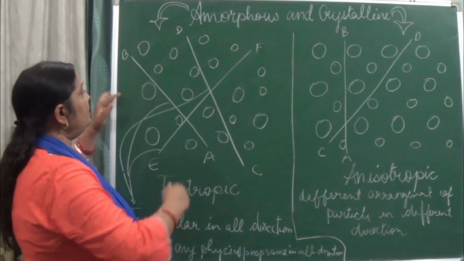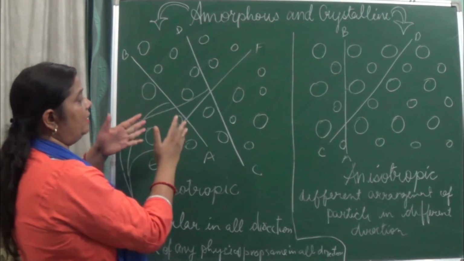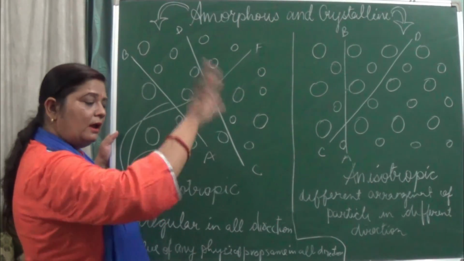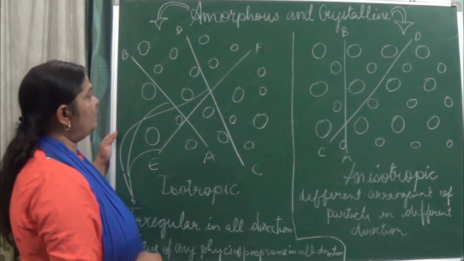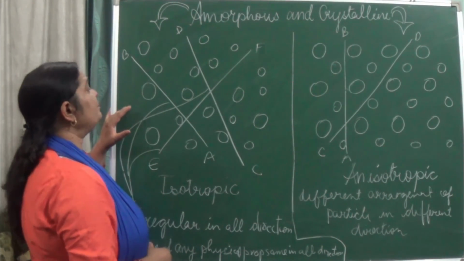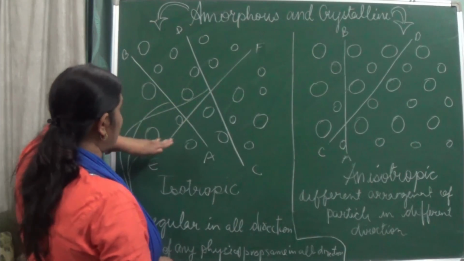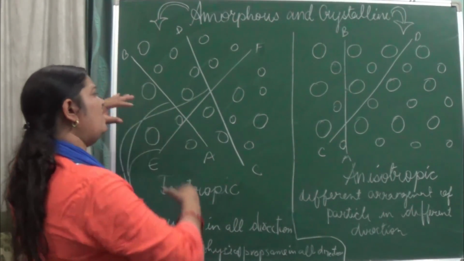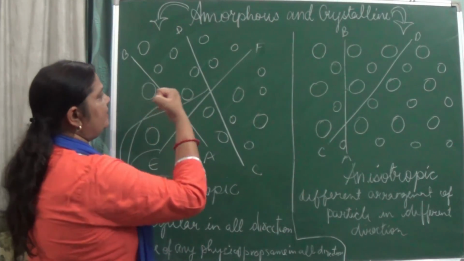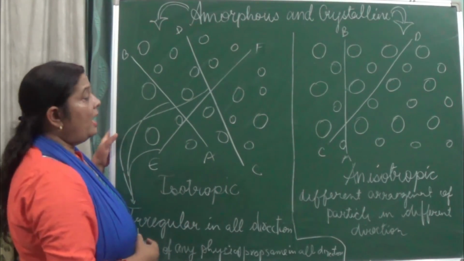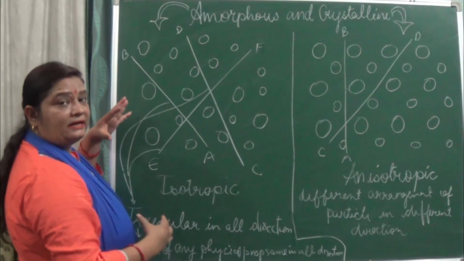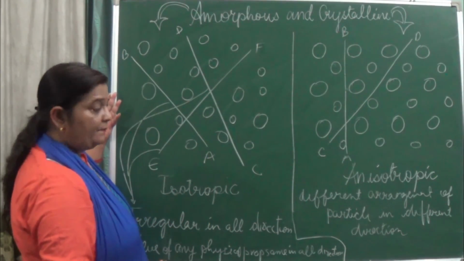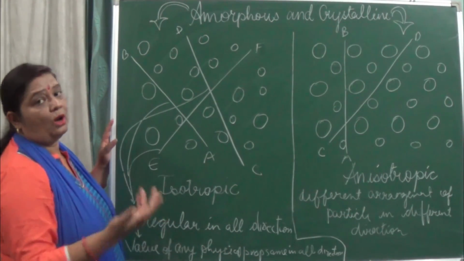Actually in amorphous solids all the atoms are irregularly arranged. It has only short range regular arrangement, and in long range it becomes irregular in nature. So when we see it from different directions, like D and C, B and A, whatever direction you take, every time the arrangement is different, and so different that at last its physical properties become the same in nature. It is not different.